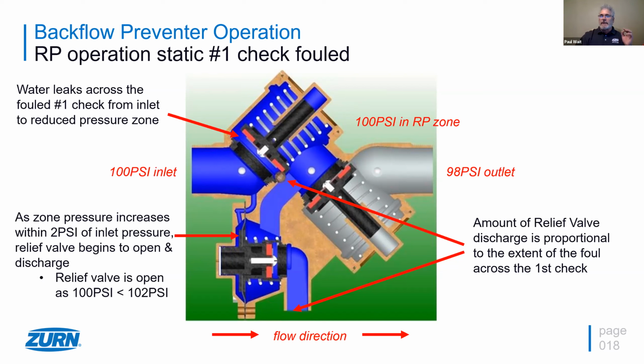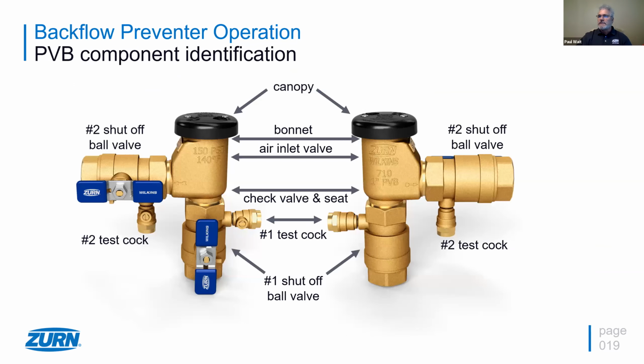Now let's take a look at the pressure vacuum breaker and how it differs greatly from the reduced pressure principle backflow preventer. So here's a typical PVB, and it has a lot fewer components, but some similar components. We've got our number one shutoff valve and number two shutoff valve. We've got a canopy on top here, a bonnet, an air inlet valve. The check valve is usually down in the base area here. We've got some test cocks, just like everything else.